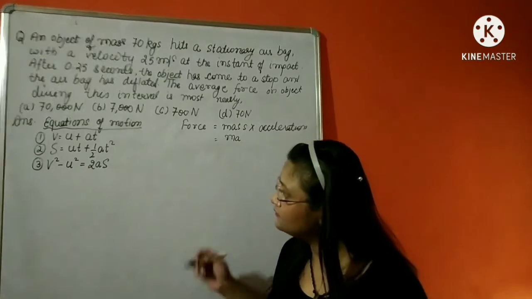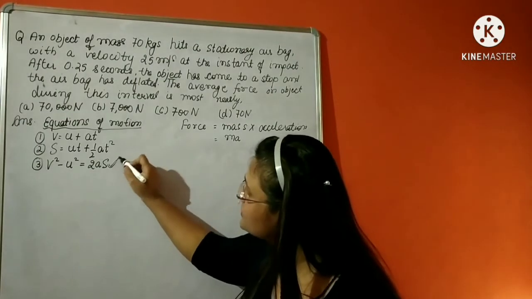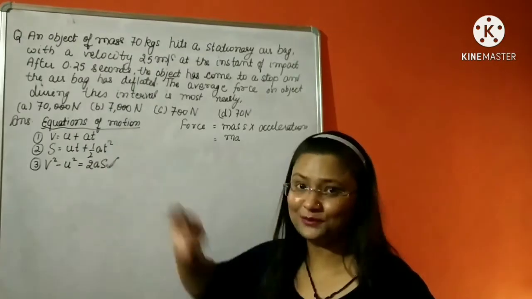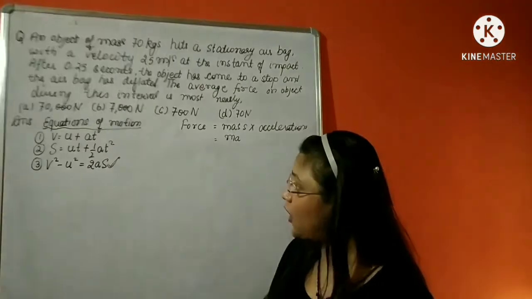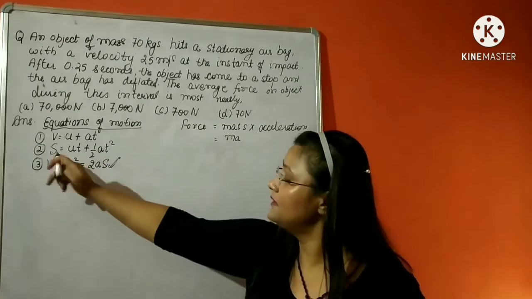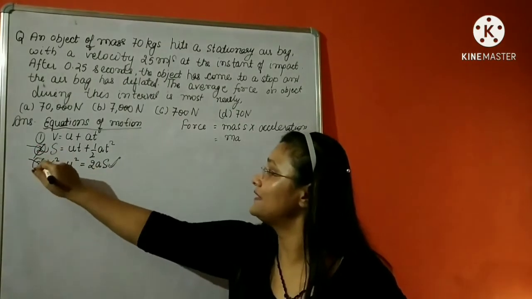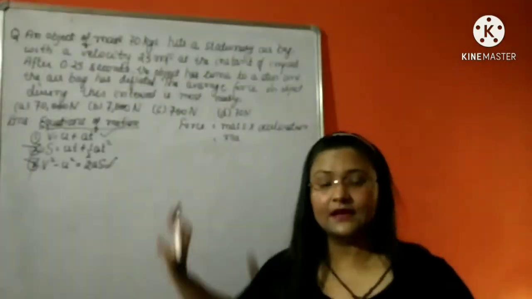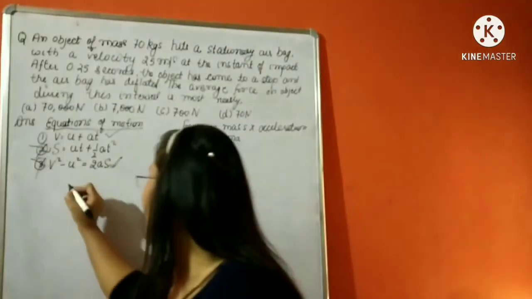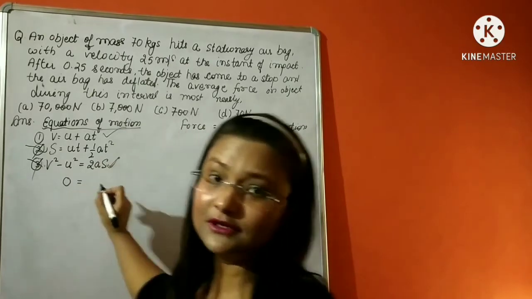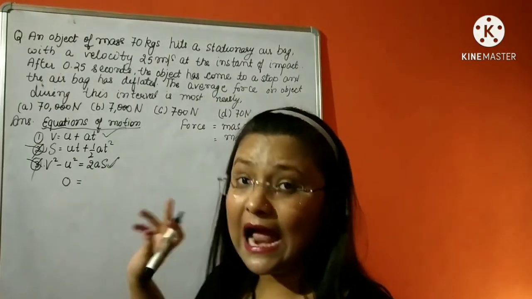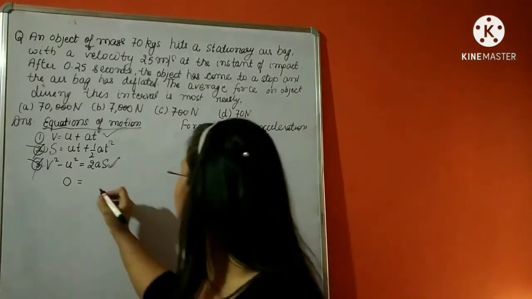So can we use the equation in which distance is given? No, because there is no mention of distance here. We won't be using the other equation as well. So we will go for this equation. Now let me write down the values. Final velocity is 0 because the object came to rest, and initial velocity is 25.